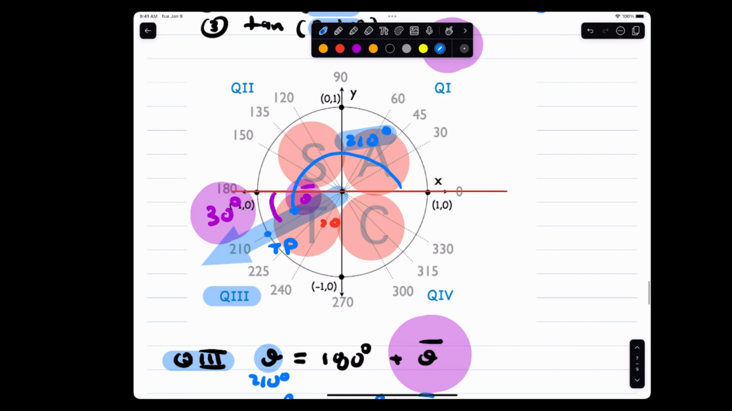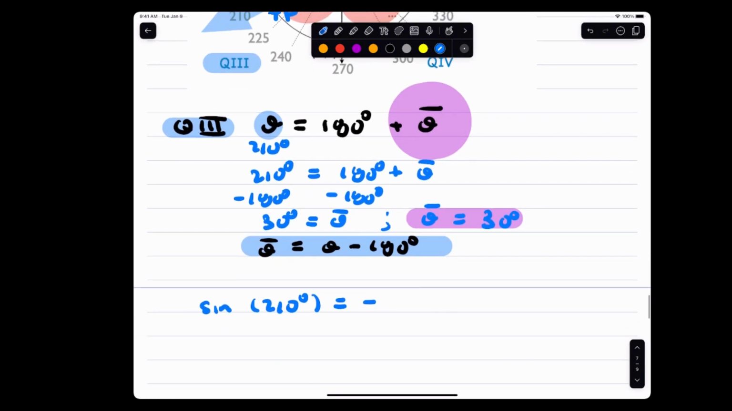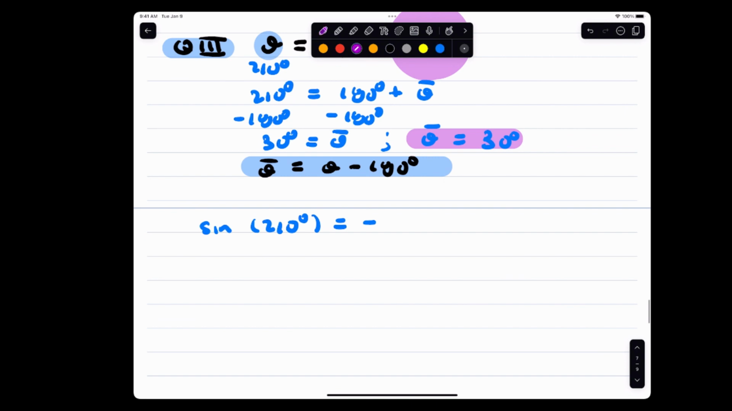So now you say, Mr. Judge, but what's my answer? Well, you know what the answer is going to be? All you have to do is tell me what sine of 30 degrees is. That's your answer. So sine 210 is actually the same as minus sine 30. That's why you need to know the reference angle.